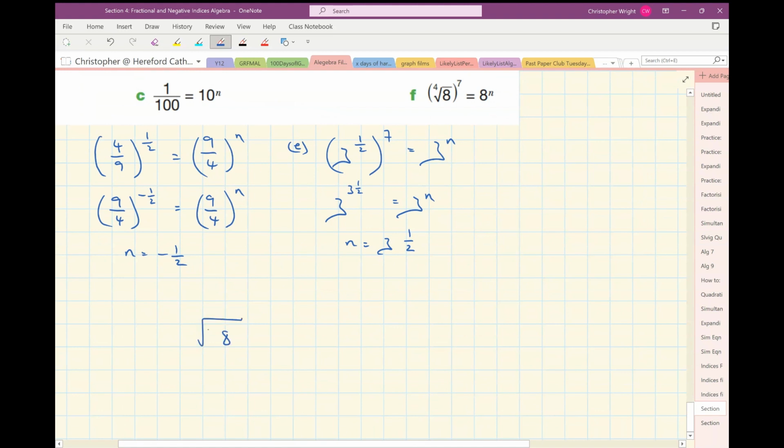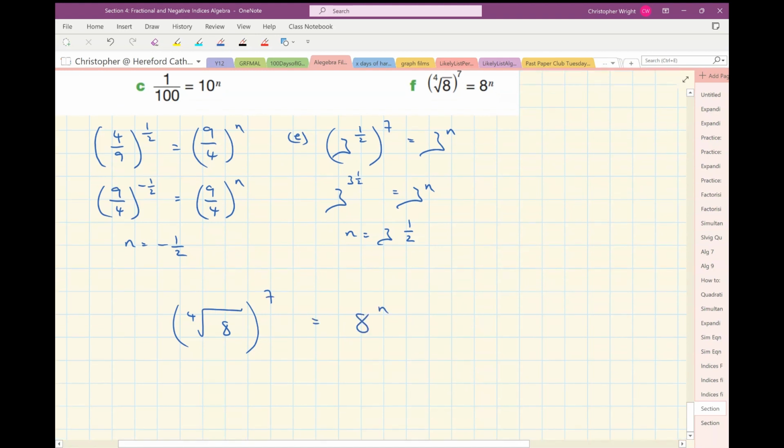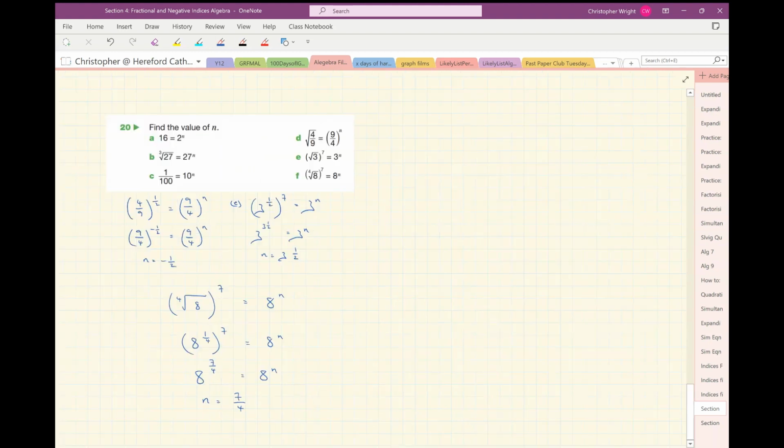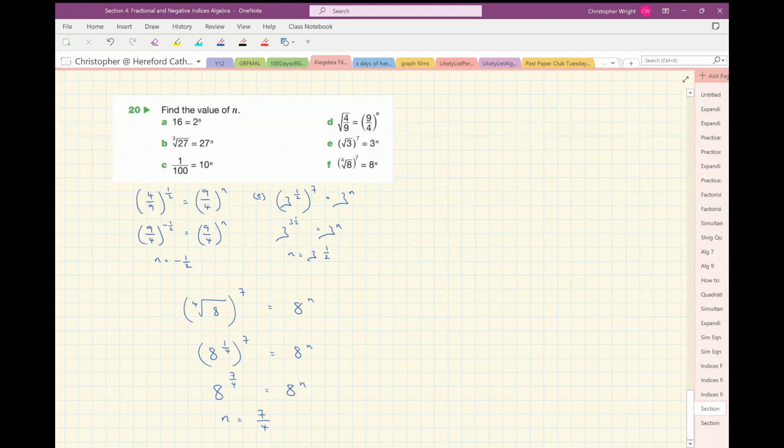I've got the 4th root of 8 to the power of 7 equals 8 to the power of something. Right, I'm dealing with base 8 here, so I'm not going to change this 8 into 2's. So I've got the 4th root of 8 is 8 to the quarter, to the power of 7, equals 8 to the n. So the left-hand side is 8 to the power of a quarter times 7, 7 over 4, equals 8 to the n. So n must equal 7 quarters. And that is question 20 done. And that's the end of this section. And that's the end of all the theory that you need to answer IGCSE questions now involving indices.